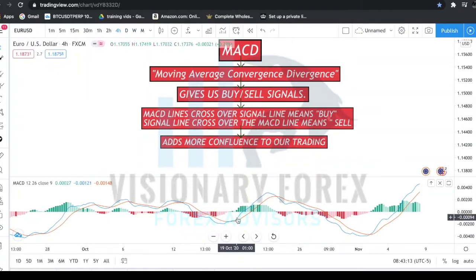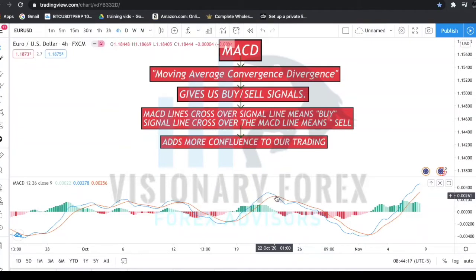When this MACD line crosses over the signal line, it gives us the buying indication, and whenever the signal line crosses over the MACD line, it means sell. As you can see over here, the MACD line, this blue line, crossed over the orange line. It gives us a buying indication over here. After that, the signal line crossed over the MACD line. This is the MACD line and this orange one is the signal line. The signal line crossed over the MACD line. Now it gives us a sell indication. This is the selling indication.